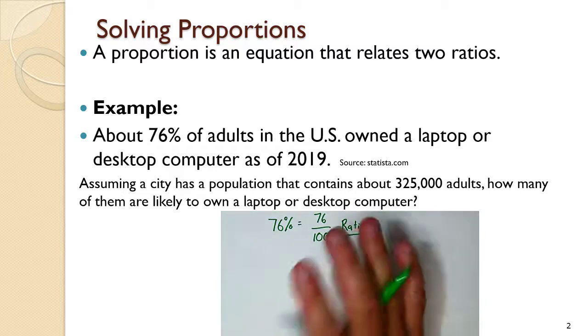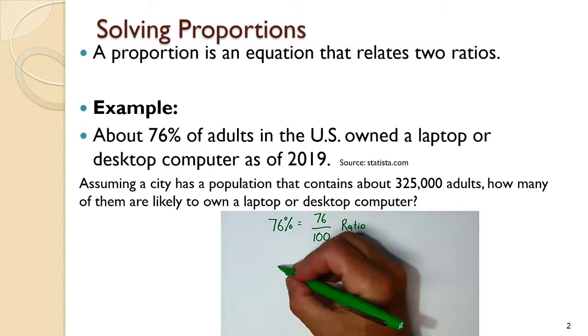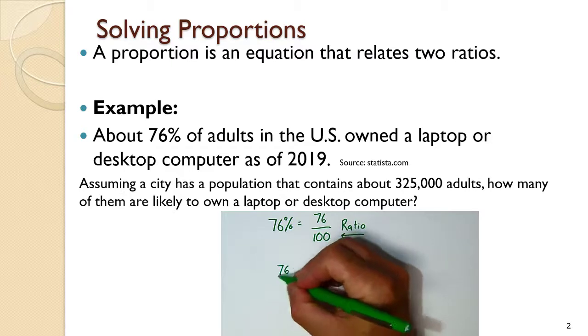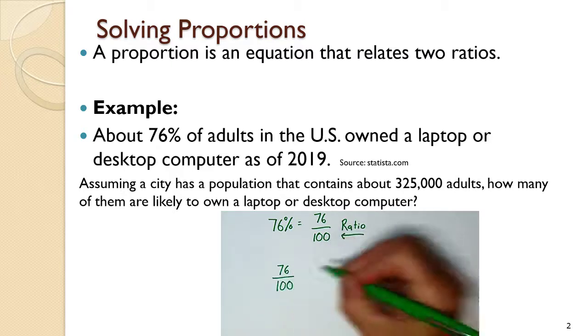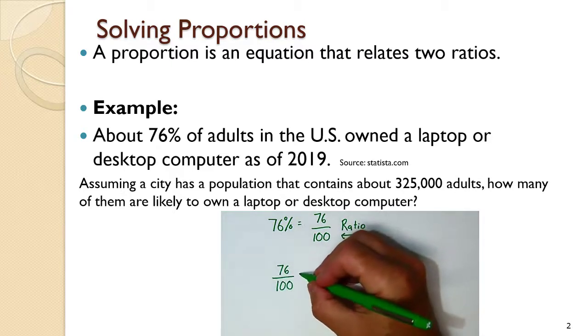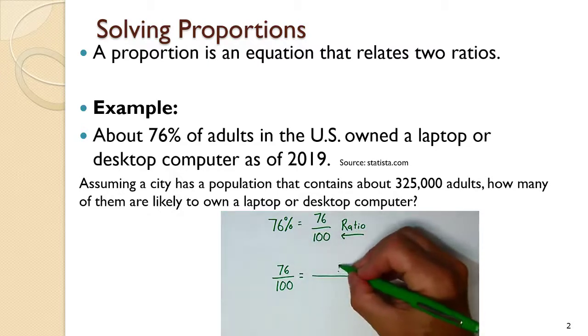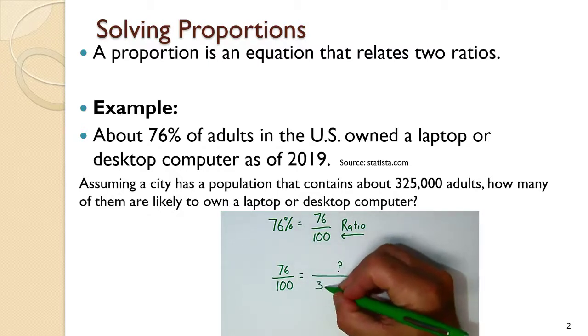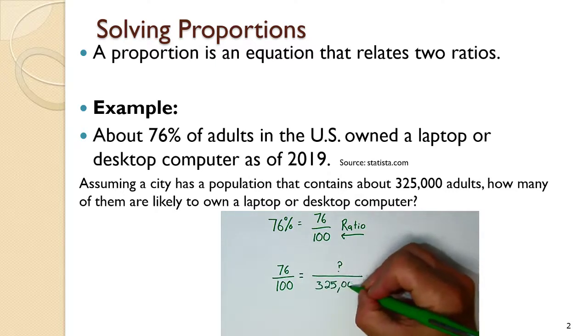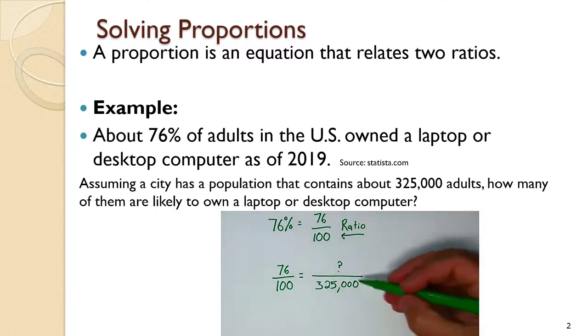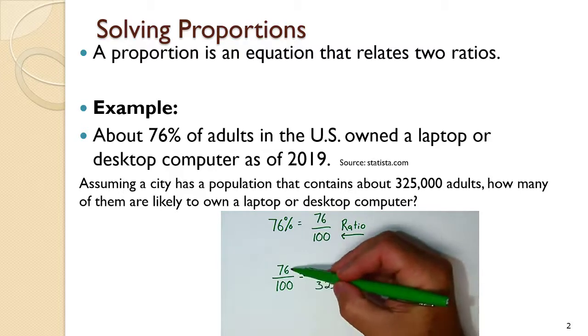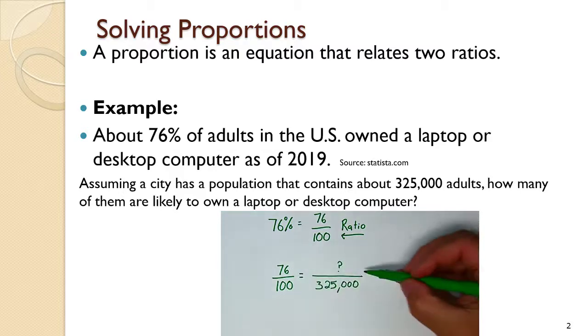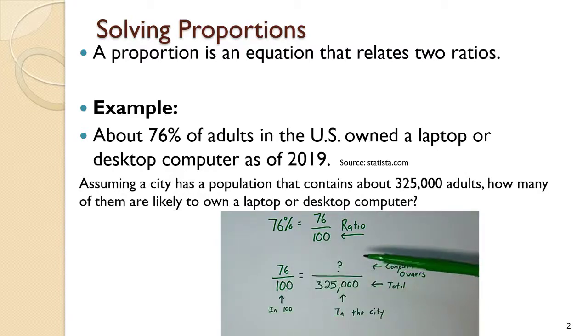Well, there's two ways to solve this, but I want to focus on the idea of a proportion here. We could say that 76 out of 100 own a laptop or a desktop, and that's got to be some number out of the 325,000 adults that are in the city. So really, we've got a ratio over here, the number of computer owners out of 100, and we've got a ratio over here, the number of computer owners in the whole city. And so those two equal ratios form a proportion.